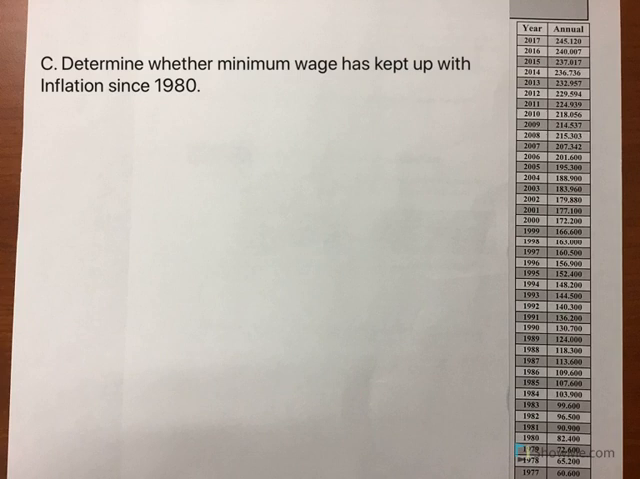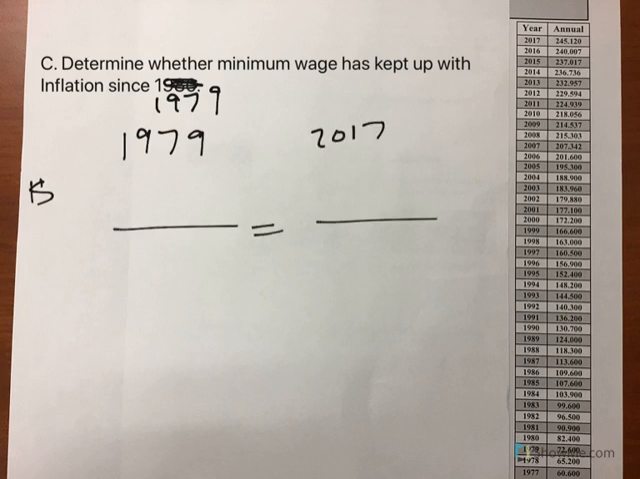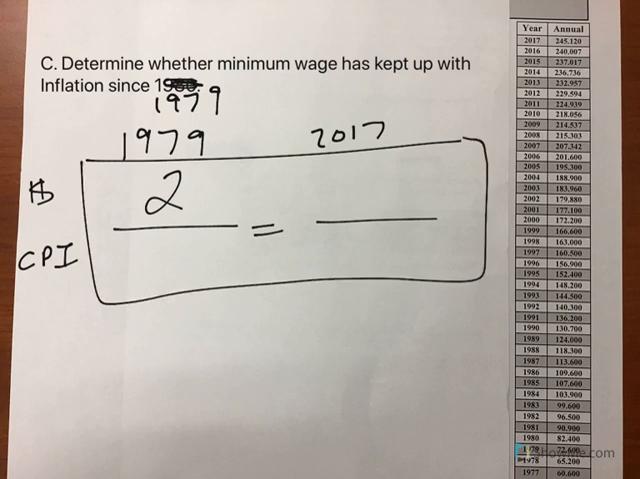Okay, math problem. Determine whether minimum wage has kept up with inflation since 1979. So this is a what-if game. This is comparing 1979 to now, which we're going to use 2017. And again, we're talking CPI, so money in CPI. We know that minimum wage was $2 in 1979. And I understand that we know what it was in 2017, but we're trying to see what it should be right now, based off of the CPI values and what it was in 1979.